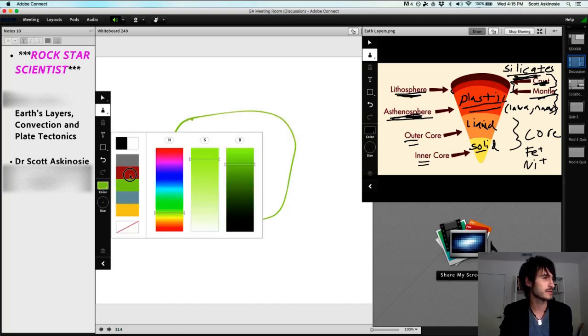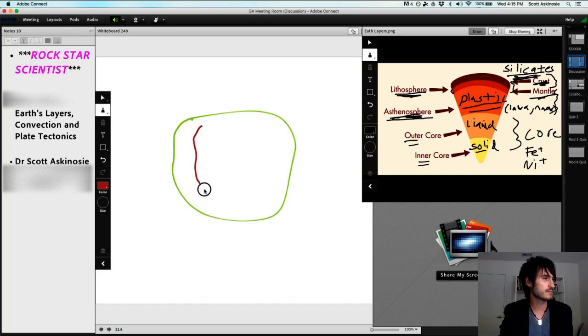Okay, so we've got the crust there. I'm just going to draw this here. We'll call this the mantle. So we're just going to pretend for now that the lithosphere and the crust are one and the same because they're so similar.